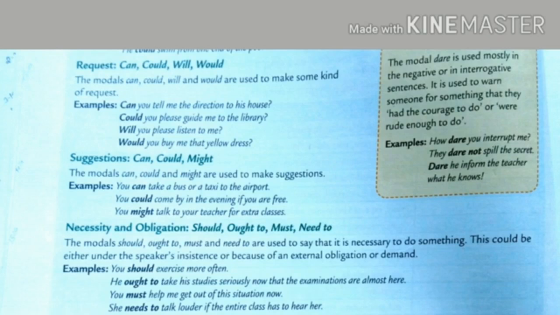Next one, necessity and obligation. Should, ought to, must, need to. These are the modals we use to say that it is necessary to do something. This could be either under the speaker's insistence or because of an external obligation or demand. For this we use should, ought to, must, need to.